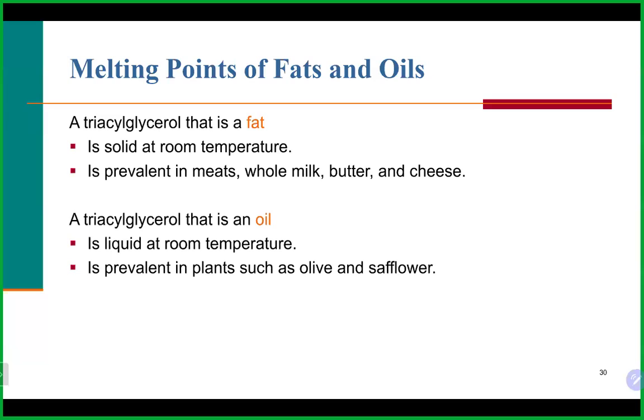A triacylglycerol that is an oil is going to be more of a liquid at room temperature, again because of the double bonds that it contains. So it's really the fatty acid part of the triacylglycerol that gives it the property of being either more of a solid or more of a liquid at room temperature.